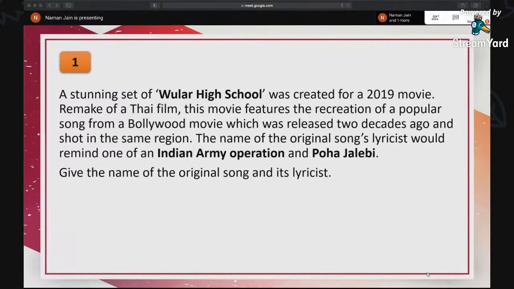So two parts to this question. Give me the name of the original song, and the second part is its lyricist. Okay, fairly easy.